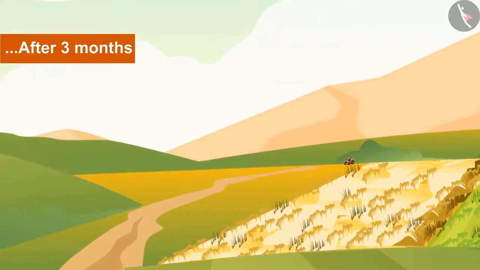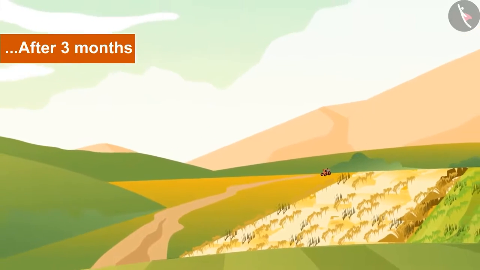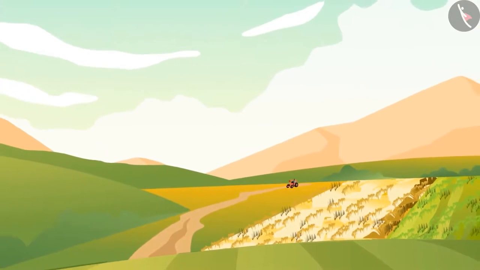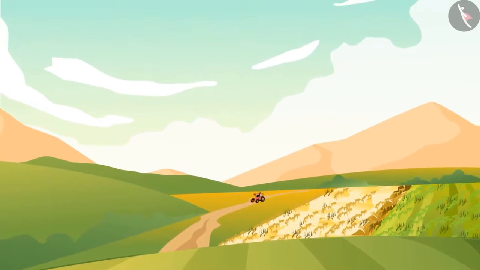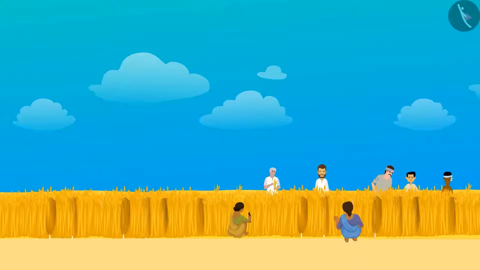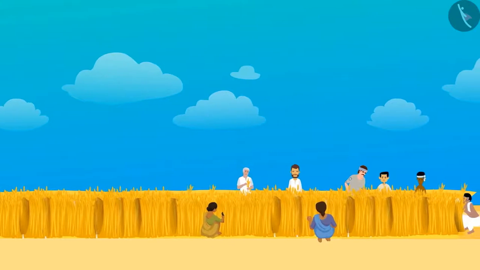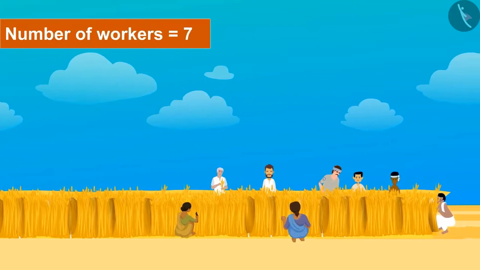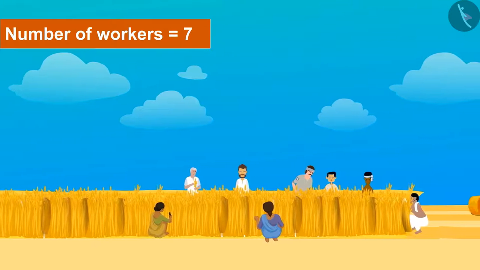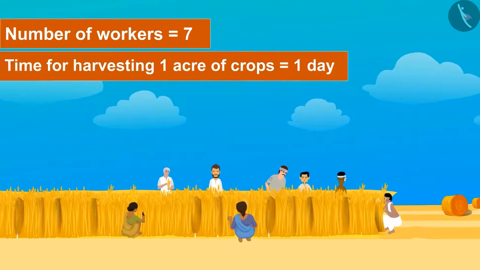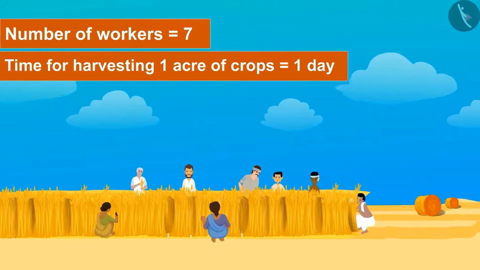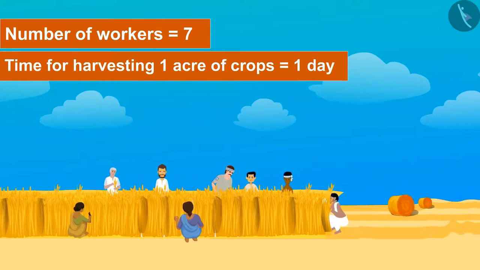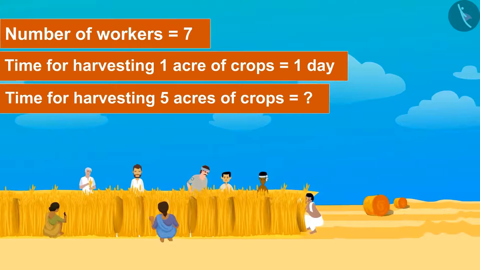After 3 months, see how the pulses crop of Kareem is booming. Although it's still time for the wheat crop to get ready for the harvest, Kareem called workers to help him to harvest the pulses. Together they harvested 1 acre of crops in a day. So, can you tell how much time will they take to harvest 5 acres of crops?